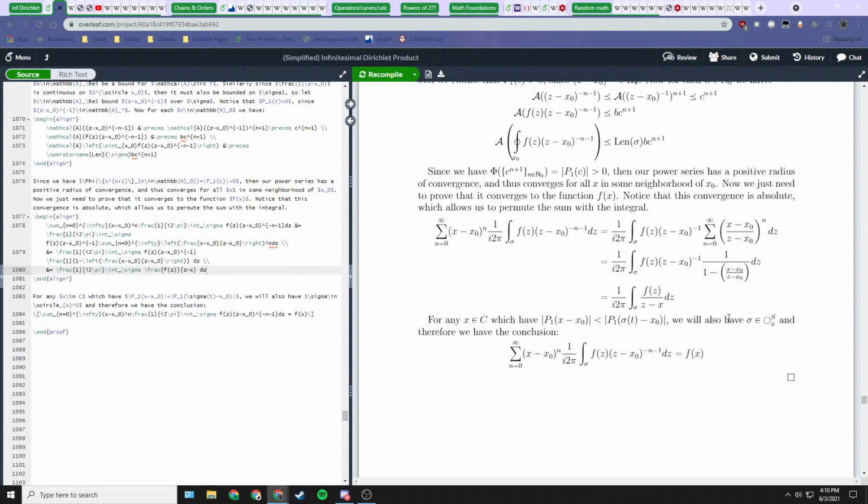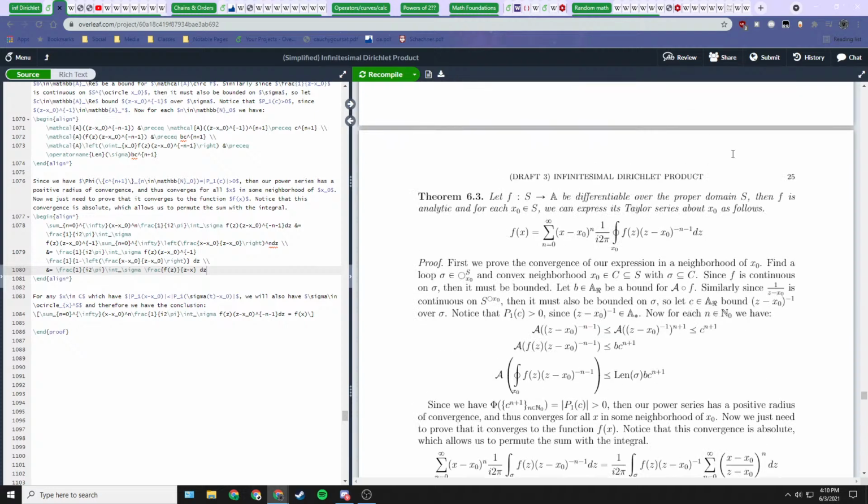So we will also have sigma in this set, in this homotopy class for x instead of x0. Since sigma is in this homotopy class, this becomes a loop integral, and this is just f of x, and that's the conclusion. We can add a corollary.